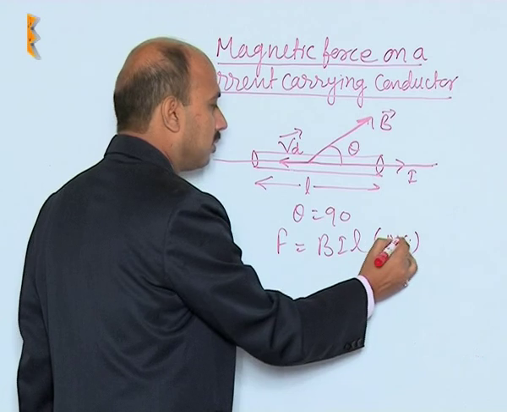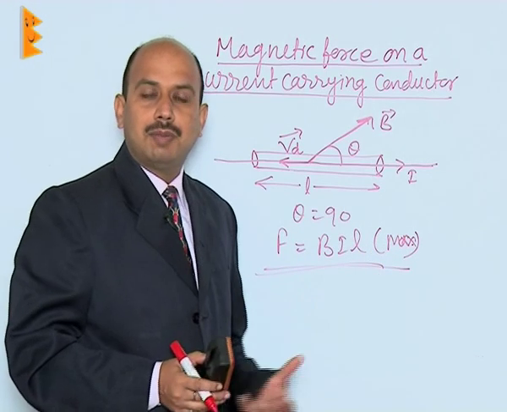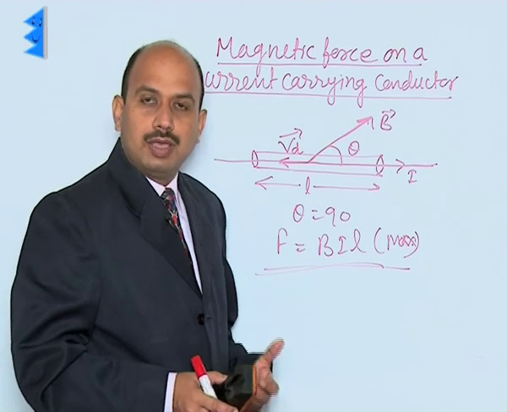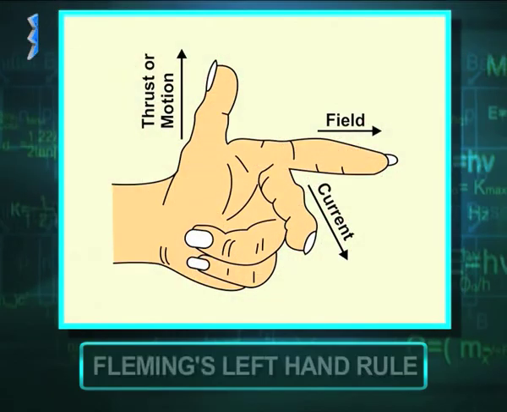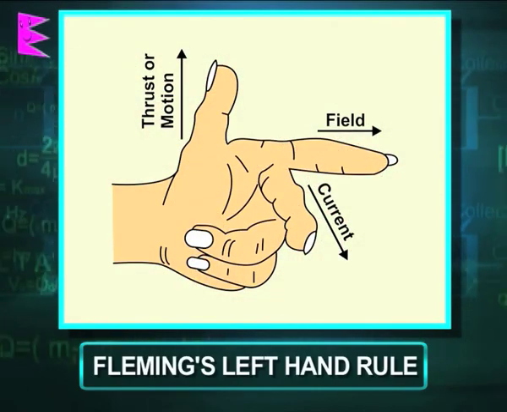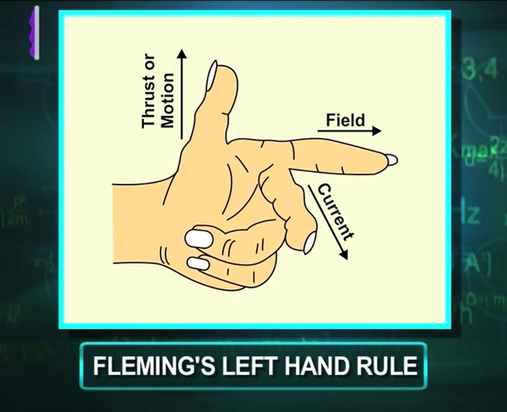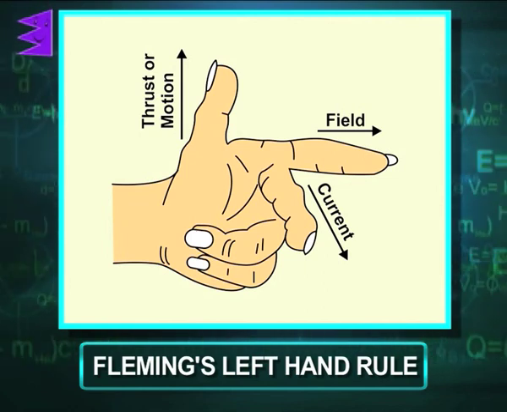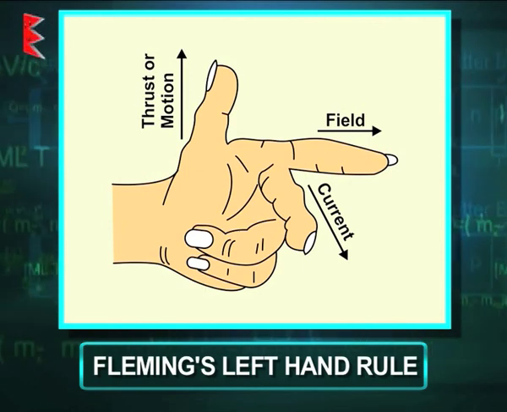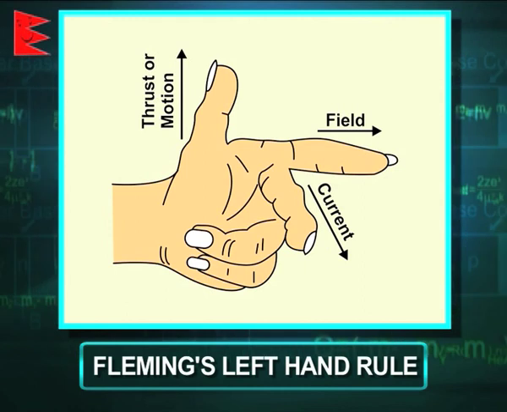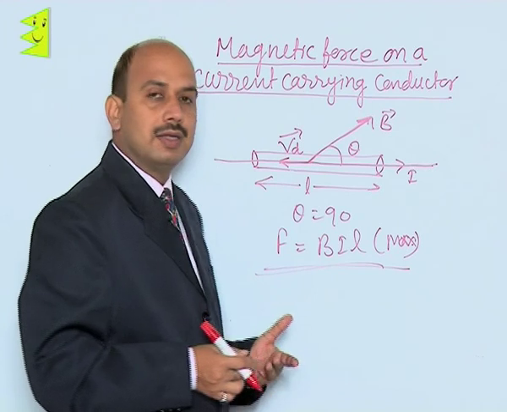And in that case, when you get this maximum force, its direction can be determined by Fleming's left hand rule also. In Fleming's left hand rule, just stretch your forefinger, center finger and thumb of the left hand in such a way that all remain perpendicular to each other. If the current is flowing in the direction of the center finger and the magnetic field is acting in the direction of the forefinger, then the magnetic force will be acting in the direction of the thumb. So, this is about the magnetic force acting on a current carrying conductor.